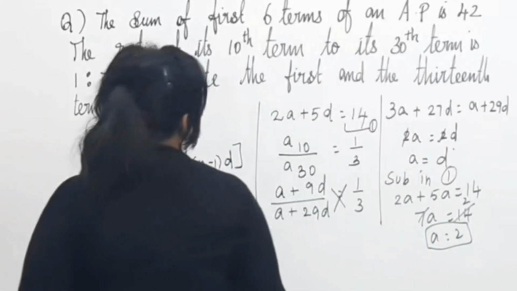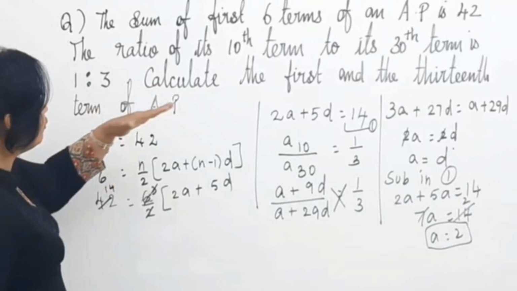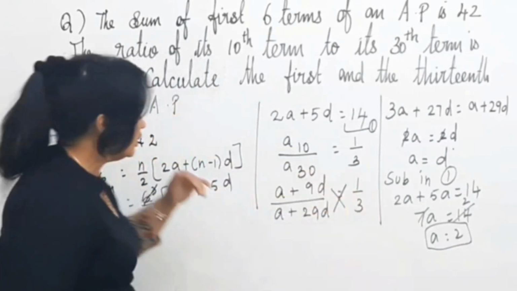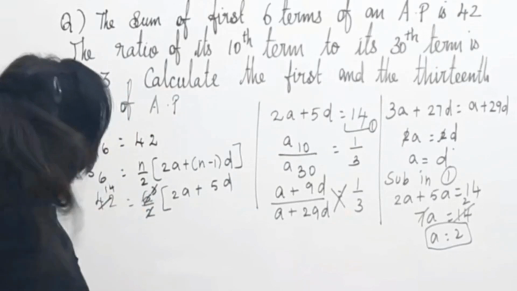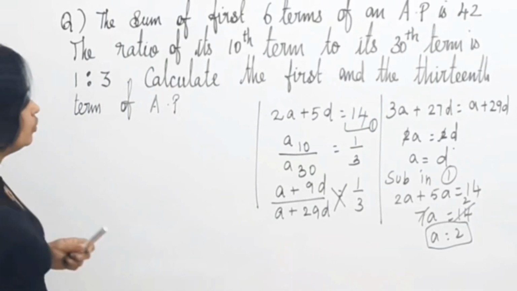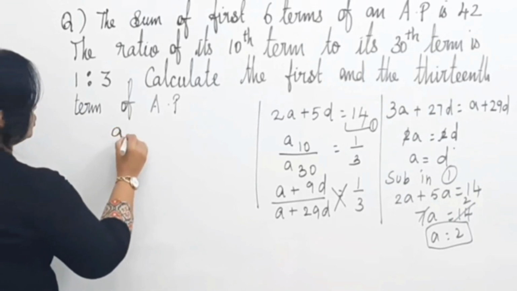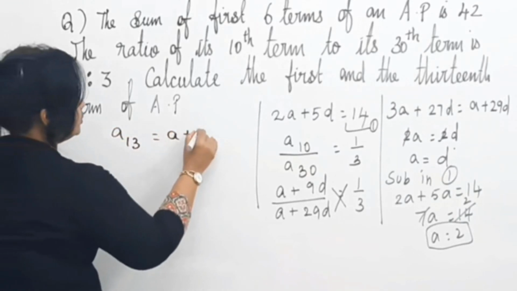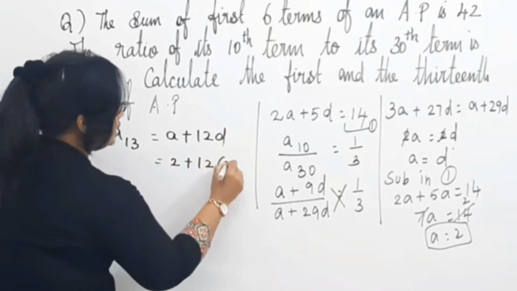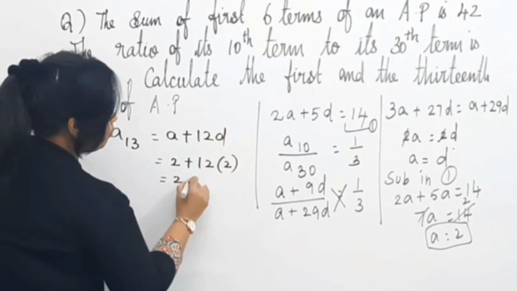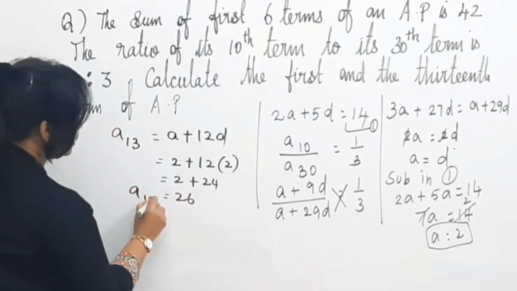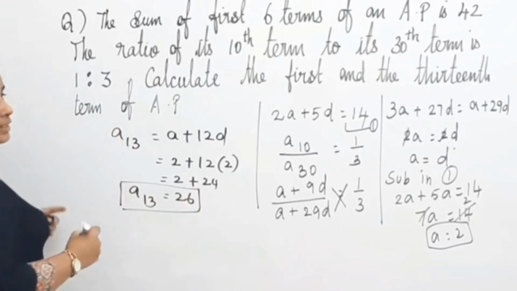Now my question is to calculate the first and the 13th term. First term is nothing but 2. I got it. And the 13th term, we know it. It is A plus 12D. So A13 is equal to A plus 12D. So A is given 2 plus 12 into D, which is again 2. That is 2 plus 24, which is equal to 26. So my 13th term is equal to 26. As simple as that.